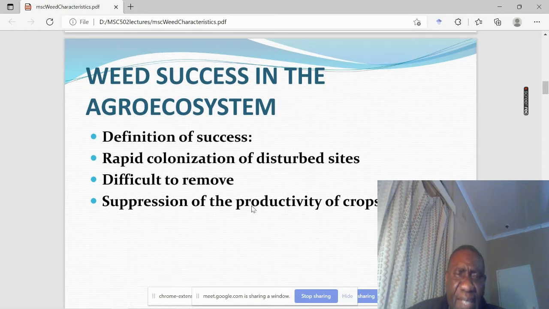So the definition of success of the weeds is a rapid colonization of disturbed sites. You need plants which can rapidly grow in disturbed environments. They should also be difficult to remove. Now, you can have suppression of the productivity of crops as a result of the presence of weeds.